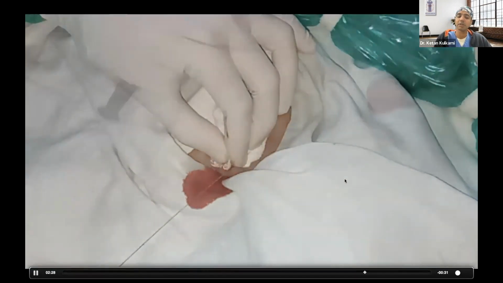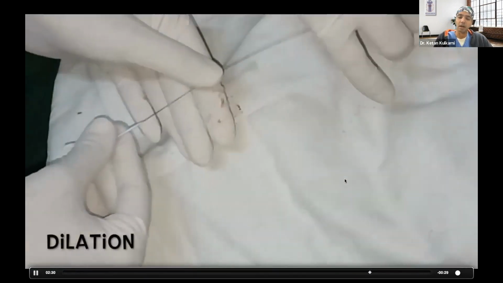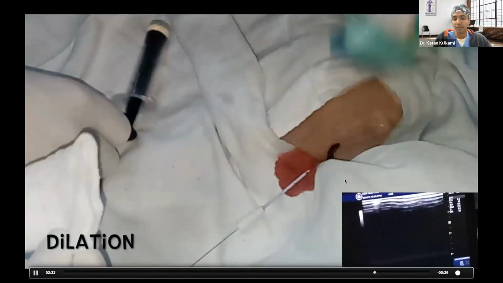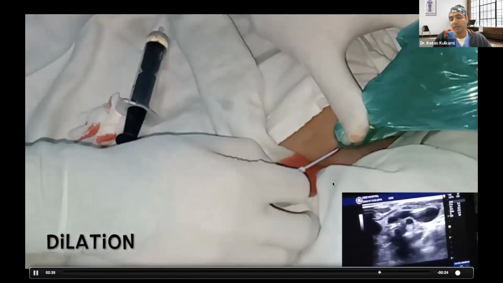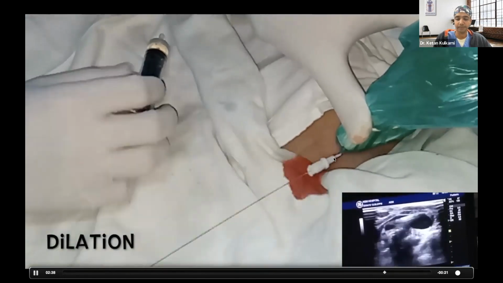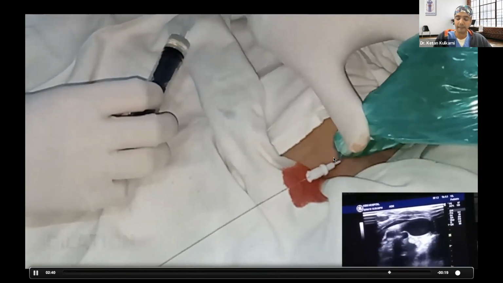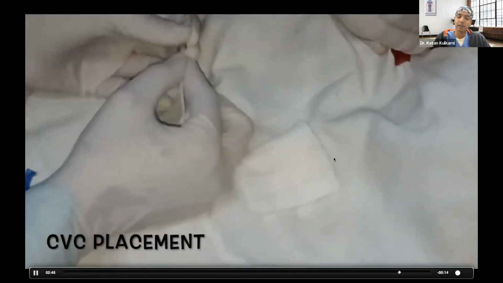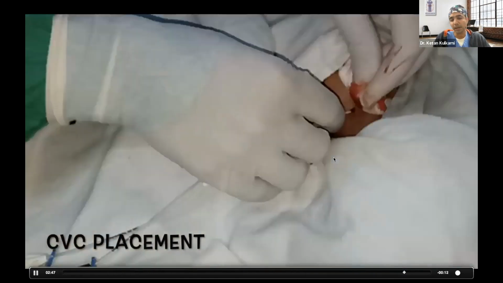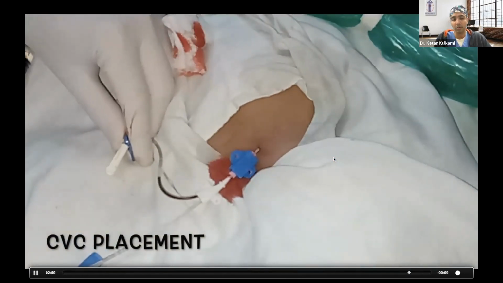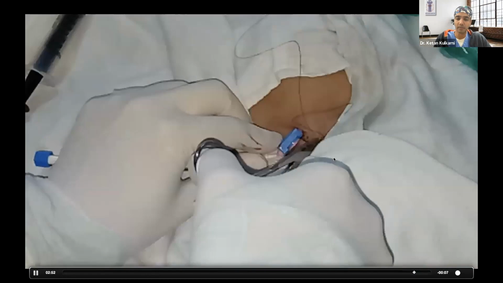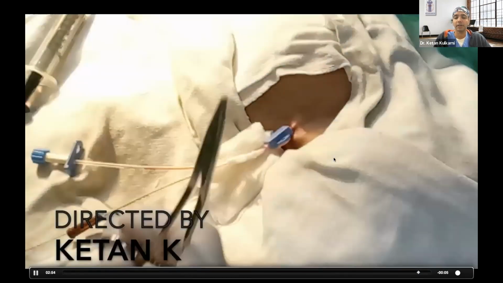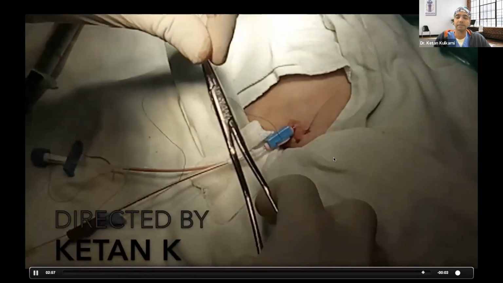Even in very small babies, we prefer to do this. Scalpel nick, I think there is some controversy about that. And then dilatation. So again, this is done under vision, so there is no problem with kinking or the catheter going or the guide wire coming out. All those problems are not there. And then final fixation. So this is our technique.